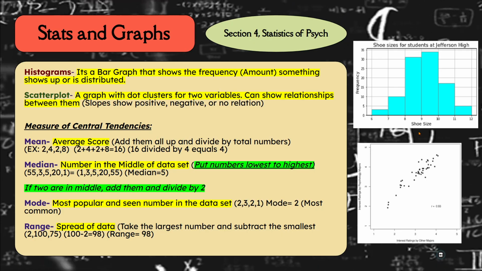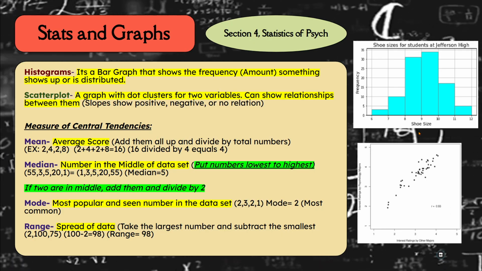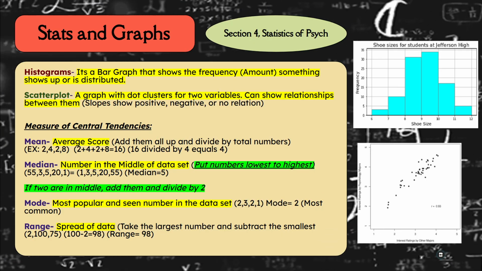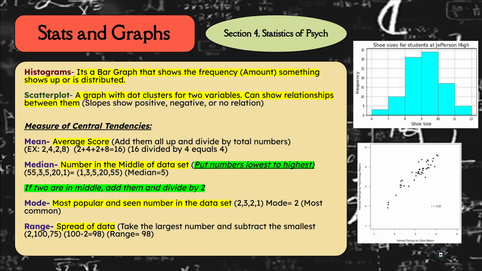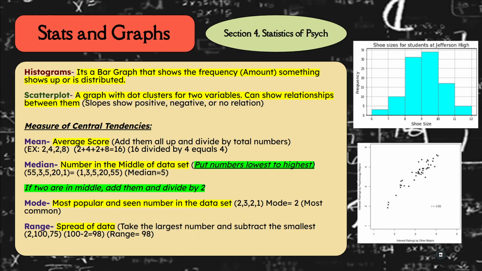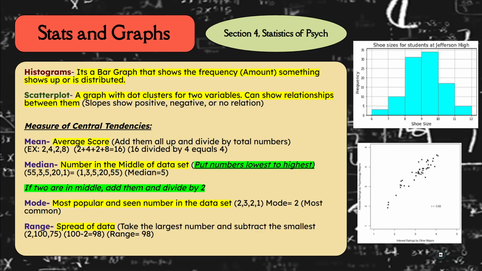So we can look at a bar graph at the amount of something. This one being shoe size, maybe it's A's, B's, C's, D's, and F's in a class. These are all different examples of histograms showing the amount of something.